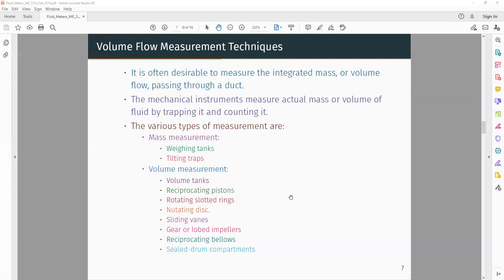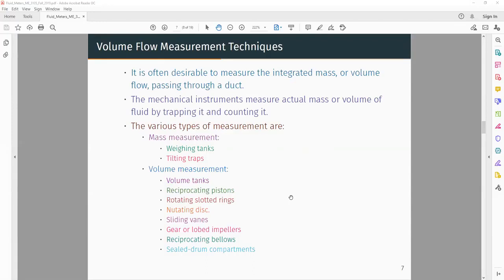So mechanical instruments actually measure the volume or the mass of the fluid by trapping it and counting the trapped volume per rotation. And the measurement techniques are there. If we use mass measurements, that is weighing tanks and tilting traps. If we use volume measurements, that is volume tanks.